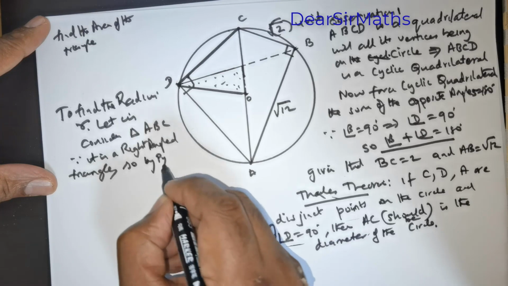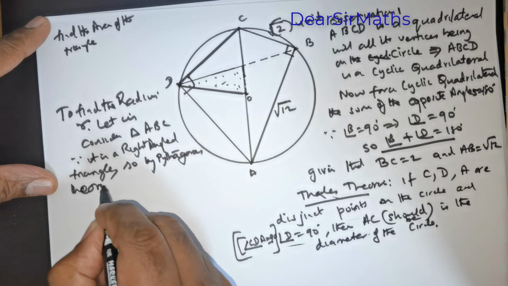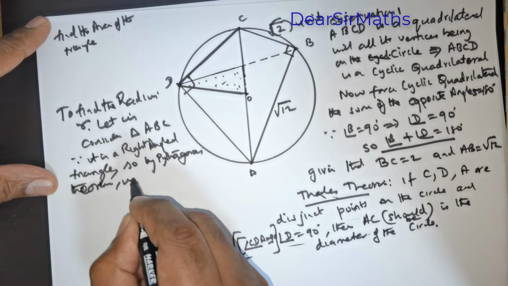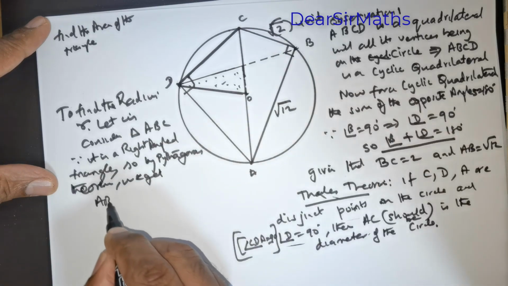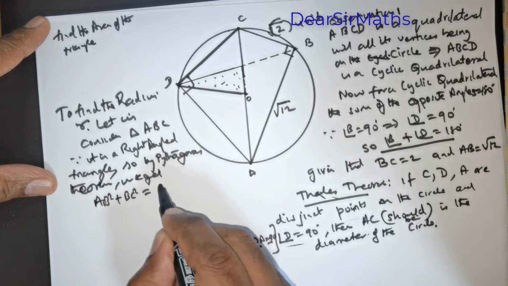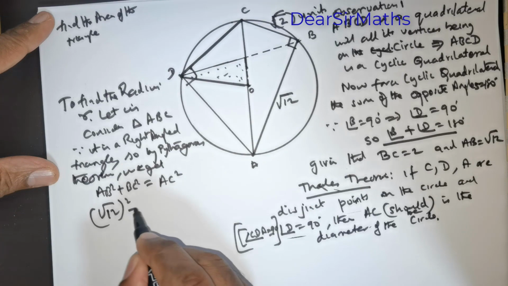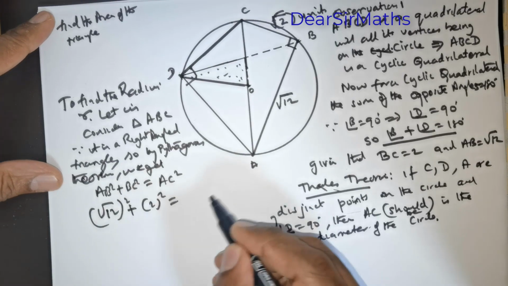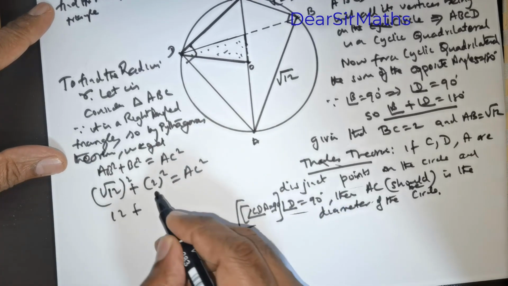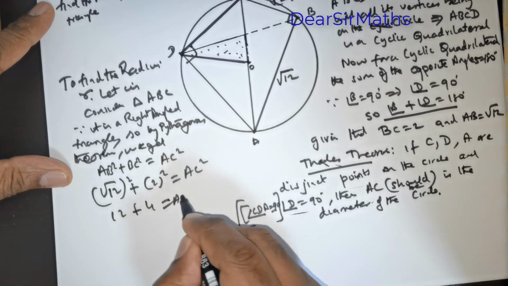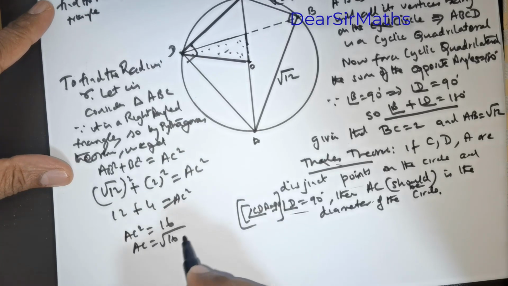So by Pythagoras theorem, we get AB squared plus BC squared is equal to AC squared. My AB squared is root of 12 raised to the power of 2 plus my BC squared is 2 raised to the power of 2. AC I don't know, so just simply place AC squared. This is 12, root 2 squared is 4, this is equal to AC squared. So AC squared is equal to 16, so AC is equal to root of 16, which is equal to 4.